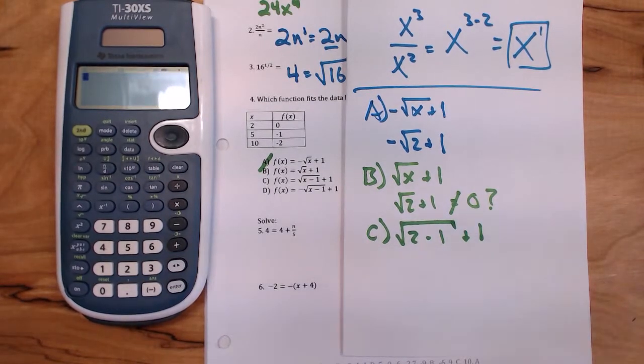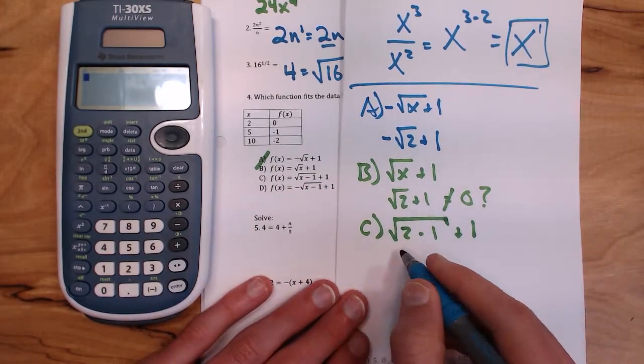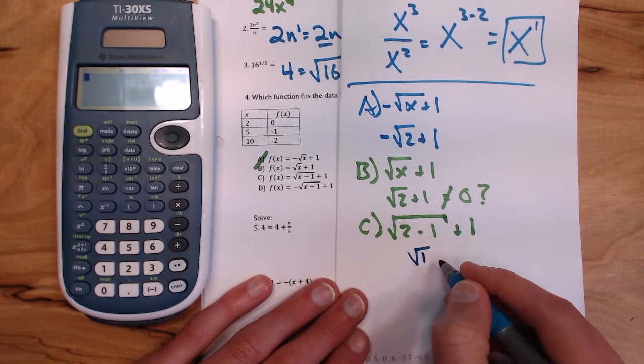That's great. And now I'm going to go ahead and evaluate. So 2 minus 1 is just 1. So the square root of 1 is 1.